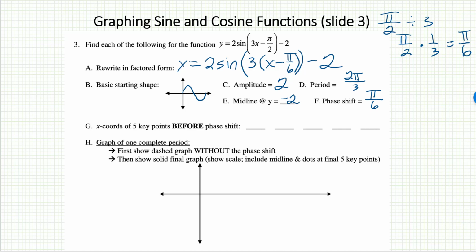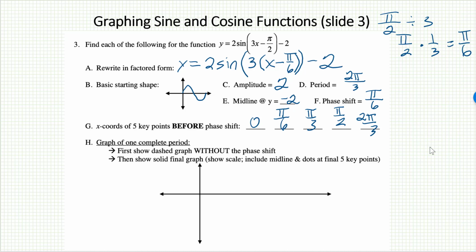The 5 key points before the phase shift start at 0, end at the period. Half of 2 pi over 3 would be 1 pi over 3. And half of pi over 3 is pi over 6. I'm counting by pi over 6's. So pi over 6, 2 pi over 6, and then 3 pi over 6, which reduces to pi over 2. The last one is 4 pi over 6, which reduces to 2 pi over 3. That's all the information I need.